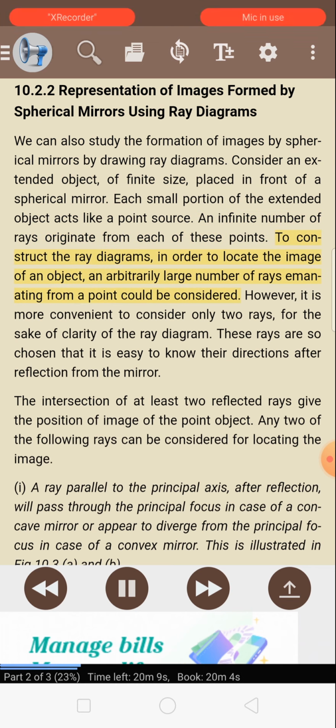To construct the ray diagrams, in order to locate the image of an object, an arbitrarily large number of rays emanating from a point could be considered. However, it is more convenient to consider only two rays for the sake of clarity of the ray diagram. These rays are so chosen that it is easy to know the directions after reflection from the mirror. The intersection of at least two reflected rays gives the position of the image of the point object. Any two of the following rays can be considered for locating the image.